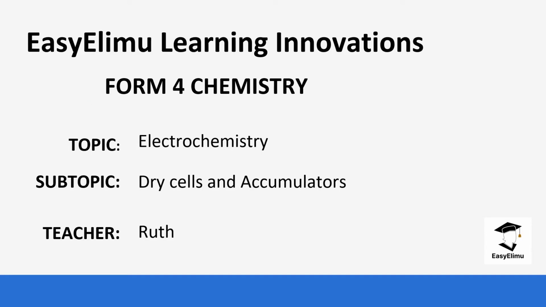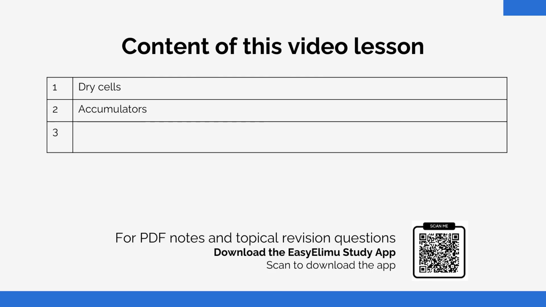My name is Ruth, and today we are going to continue with electrochemistry. But today we are learning about dry cells and accumulators. So we've already discussed the electrochemical cell or voltaic cell. So how can we use the information we have learned to discover what happens in a dry cell or the acid accumulators?